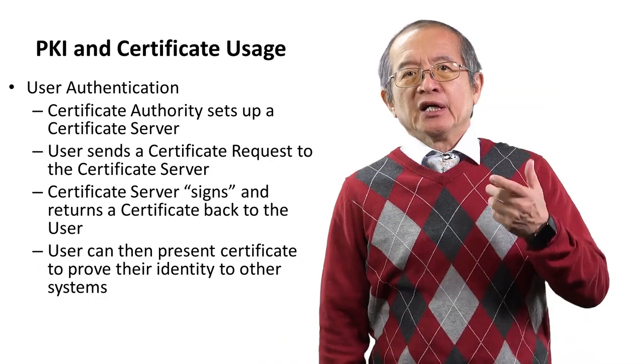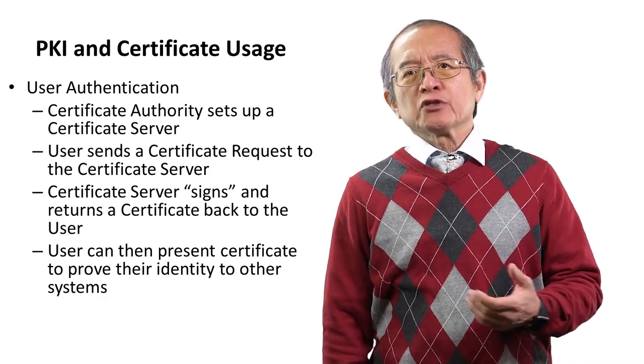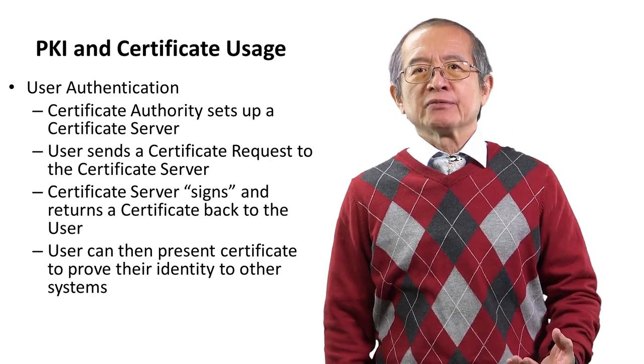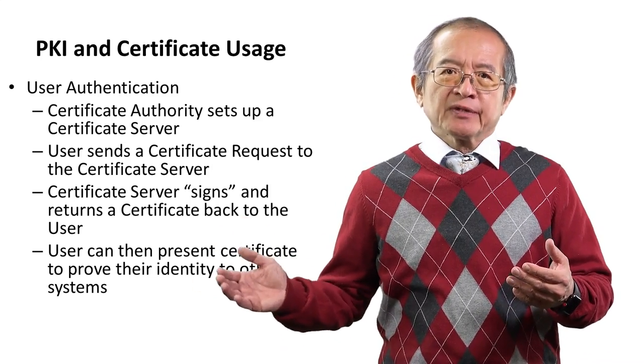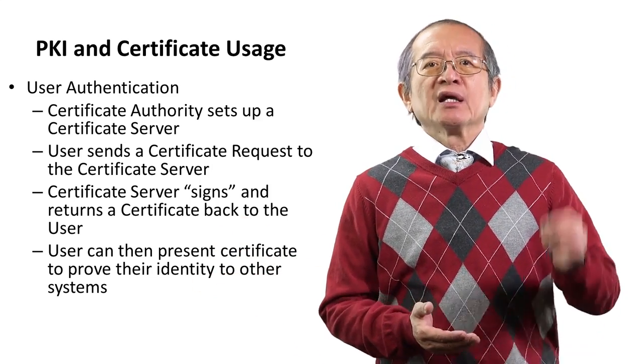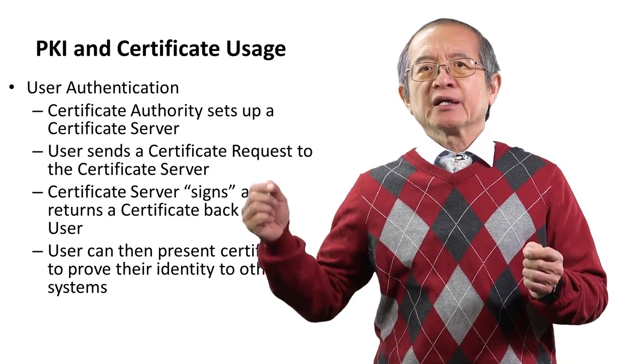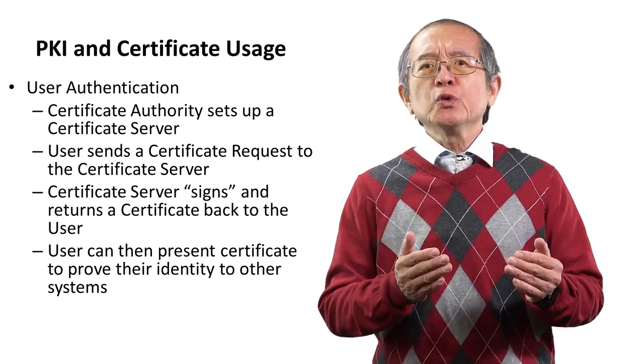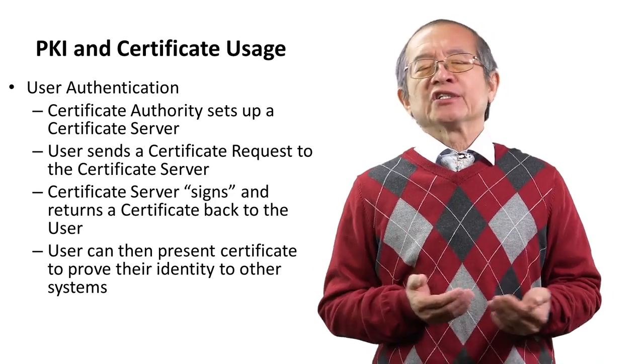In this lesson, we review the digital certificate creation and signing process. It serves as a context to compare with that of the attribute certificate creation and signing process. In PKI, or the public key infrastructure, the certificate authority, or CA, sets up a certificate server to accept certificate service requests from a user, sign the certificate, and return it back to the user.